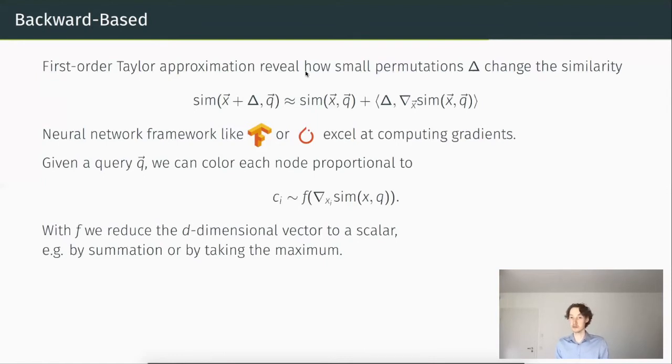All right, so how do we get those gradients? Good news is that all neural network frameworks like TensorFlow or PyTorch are essentially just doing gradient computations. So they excel at that, and we can just use that. So now we can use our nice frameworks to get the gradient, and then we can color each node in our tree according to the gradient information.